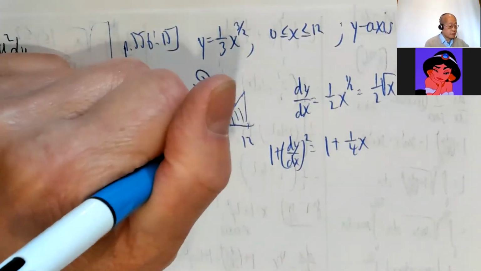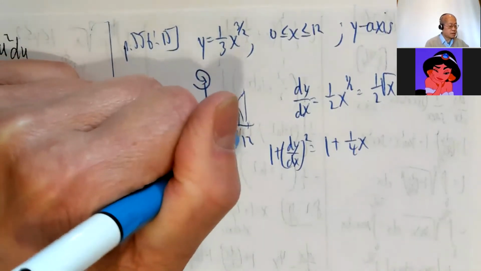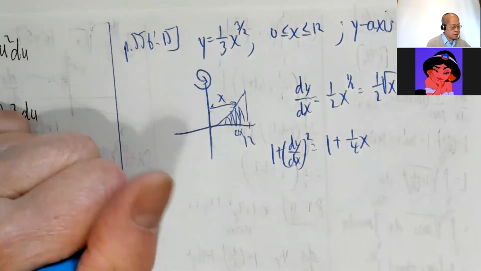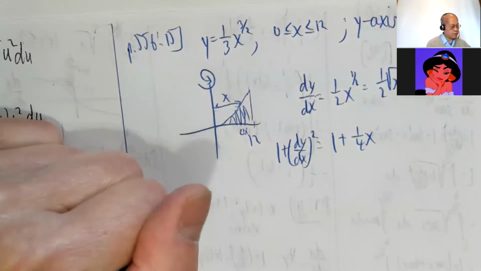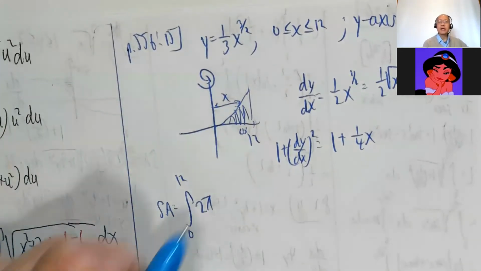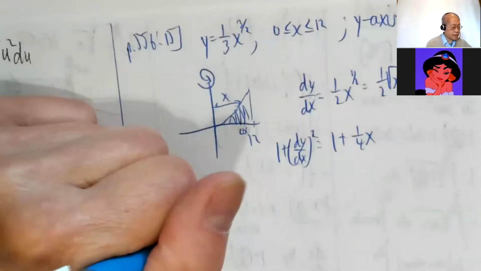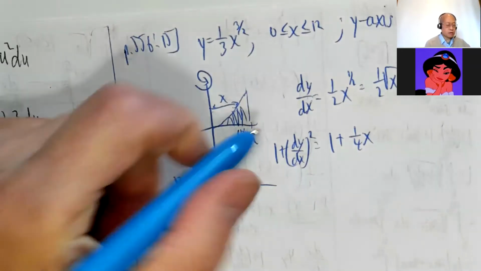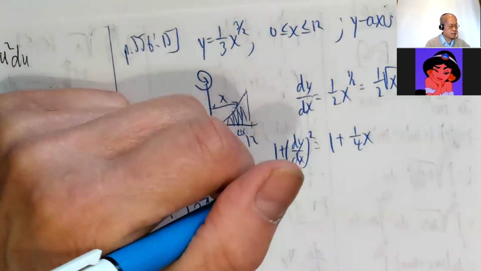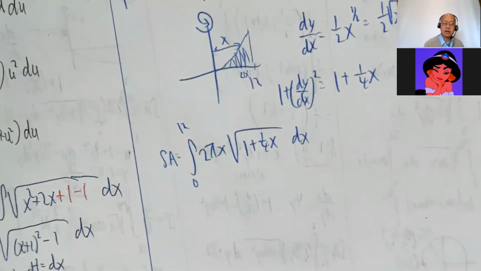Okay, so the idea again is if you were to chop this into many, many pieces, this is delta x. My radius is x. So surface area is the integral from where to where? 0 to 12 of 2 pi, spinning about the y-axis, of 2 pi x radical 1 plus 1/4 x dx.